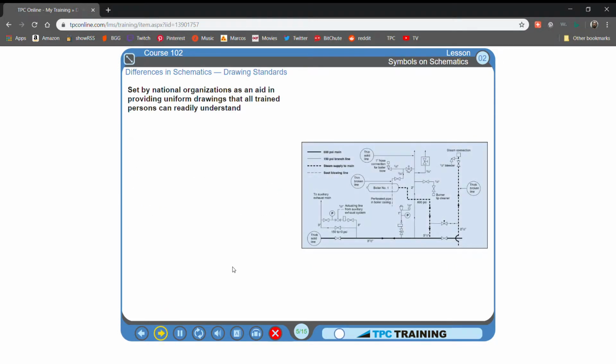Drawing standards are set by national organizations as an aid in providing uniform drawings that all trained persons can readily understand. Standards are not law, however, and some companies prefer to use their own line symbols. These symbols are usually identified in a legend, shown as symbols at the top left-hand corner of the sample diagram.